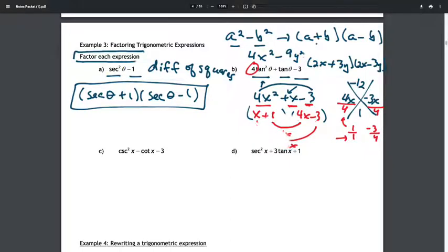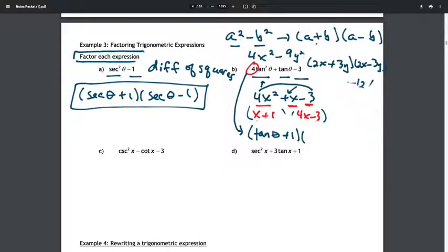So here, though, we're actually factoring tangent, not x. So this will be tangent theta plus 1 times 4 tangent theta minus 3. So that's factored form.